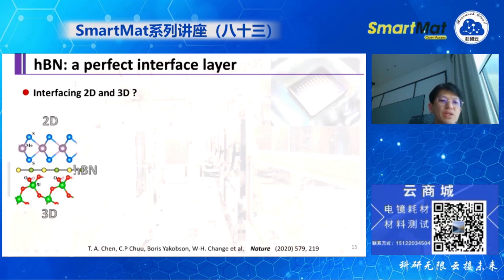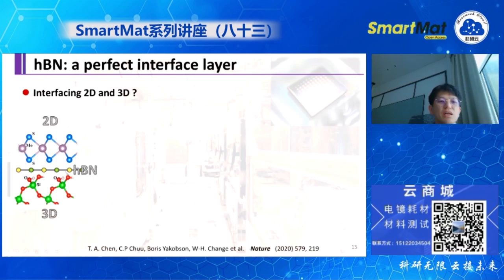Which is very useful actually to isolate the 2D channel, 2D transistor, from those 3D materials. Because when we talk about a 2D transistor, we always need to put the 2D layer on top of something, right? That's because we are living in a 3-dimensional world, so we have to use 3D materials to host 2D. So those 3D materials, of course, have surface dangling bonds, as we mentioned just a few minutes ago. Those dangling bonds would deteriorate the mobility of 2D.